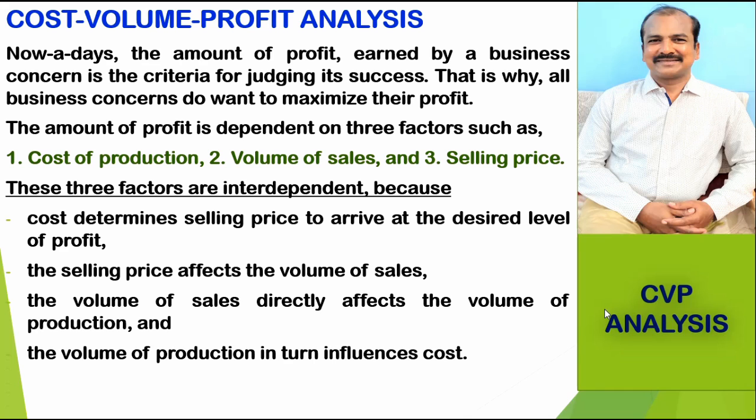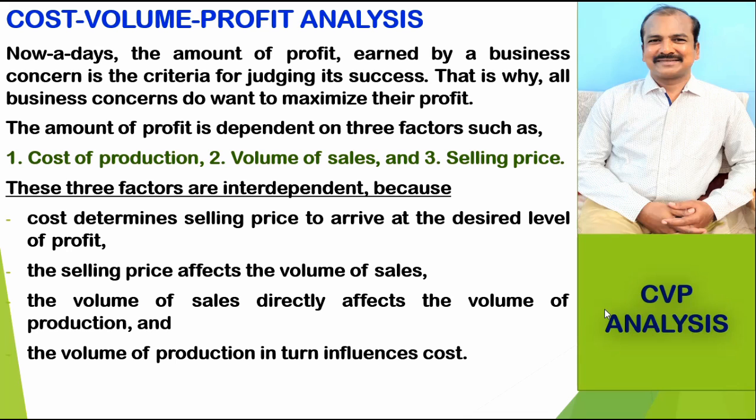The next point here is the volume of production in turn influences cost. If the volume of production is increased, the cost of making every unit will come down. It's because the fixed cost remains constant up to 100% utilization of the production capacity. If the volume of production comes down based on the decreased demand for the product in the market, obviously the cost of making every unit of the product will go up.